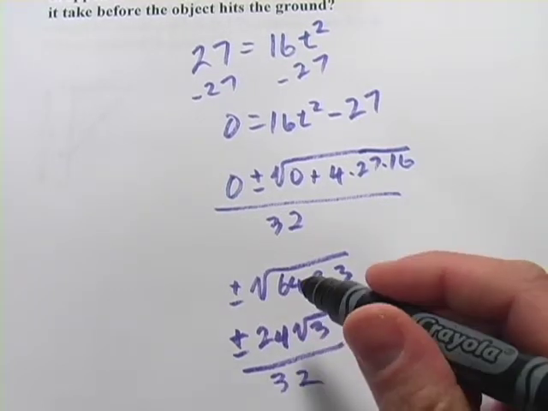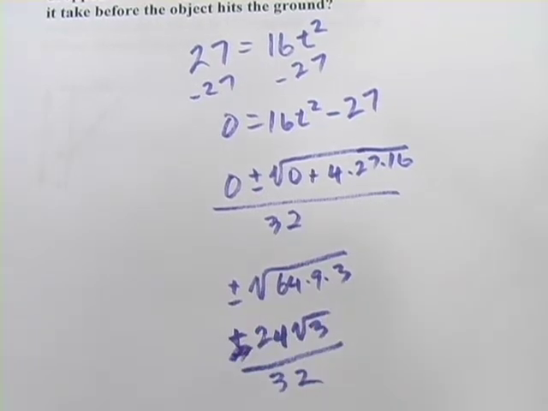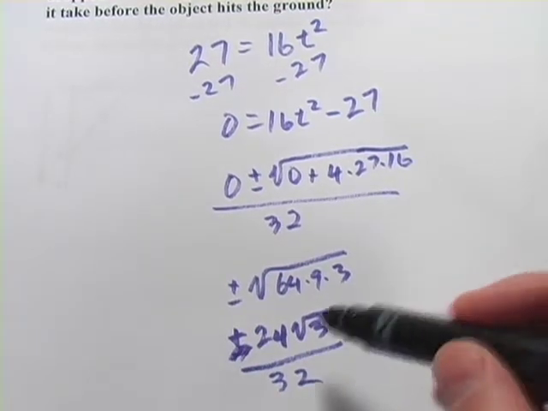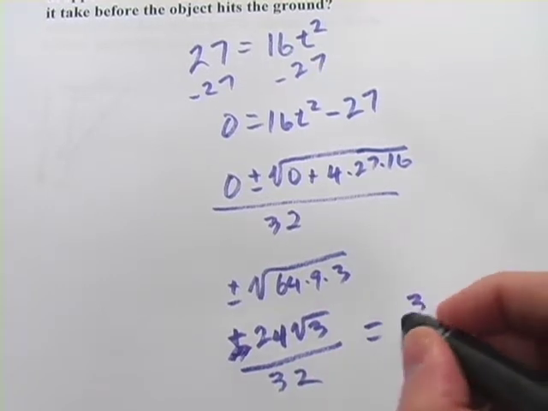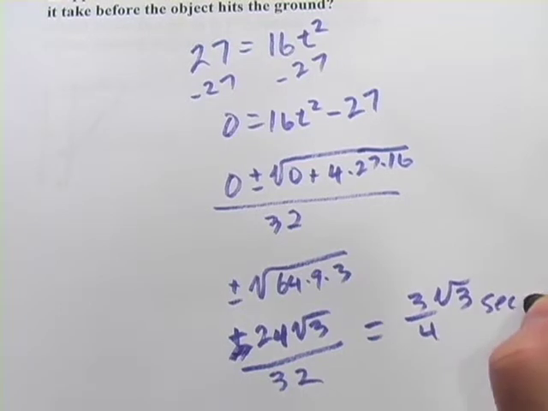And since we're talking about the amount of time, a negative time doesn't make sense, so we'll just look at the positive result. And this would simplify down to 3/4 times the square root of 3, and this is seconds. All right, let's try another one.